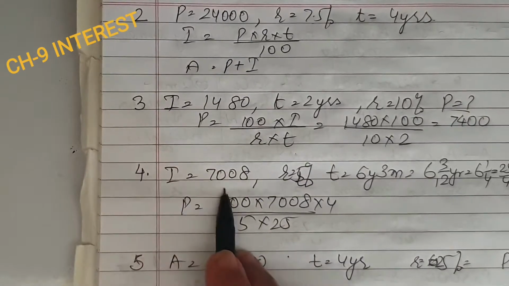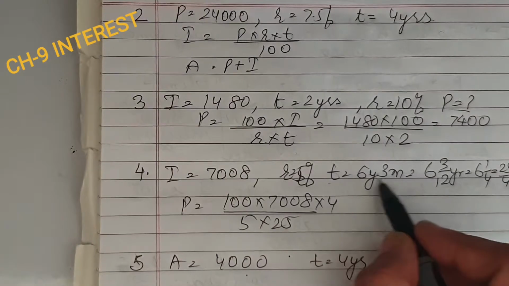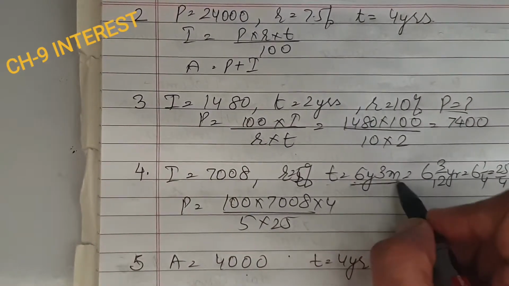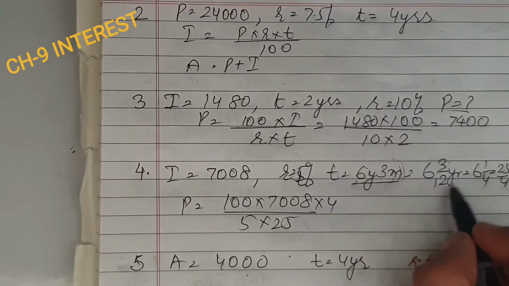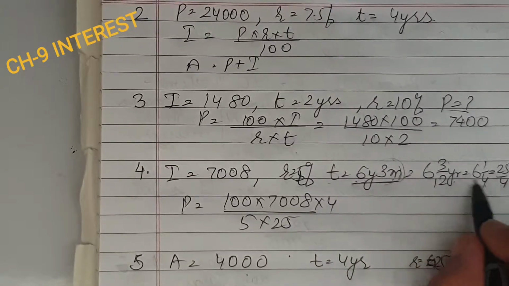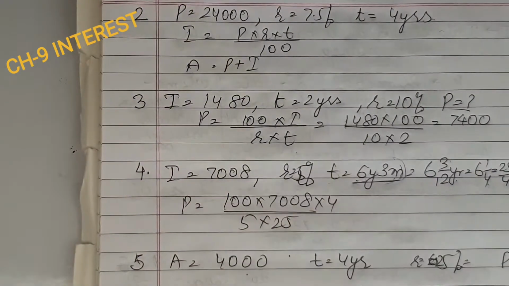In the fourth question, interest is again the same as third. Interest is given here, and time is again given in mixed form: 3 years and 3 months. So 3 months is the same as 3 by 12 years, so that is the mixed fraction 3 1 by 4 years. Then we will substitute and solve.